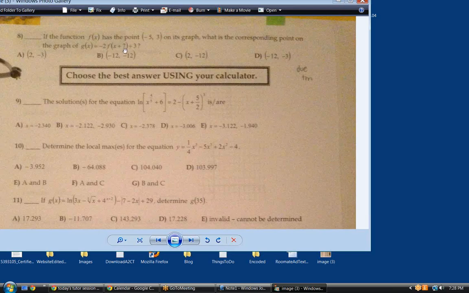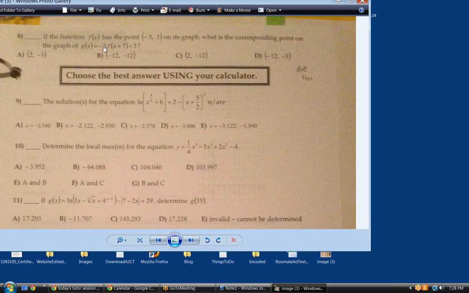Is it left or right? It's right. I mean, left. It's left, so it's minus 12. Yeah, that's what I was thinking. Okay. And then, so our answer is either B or D.